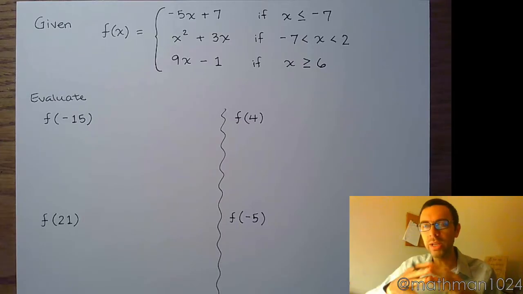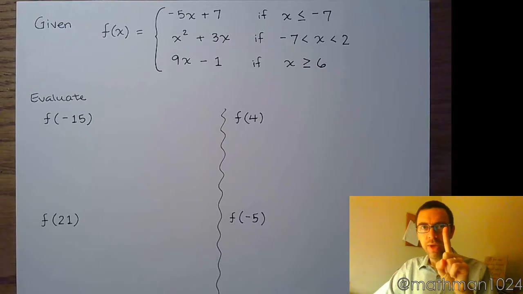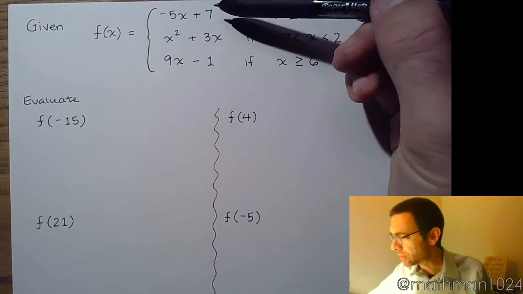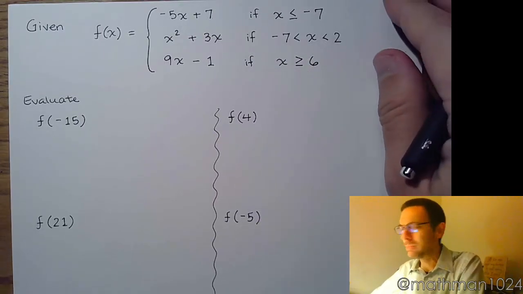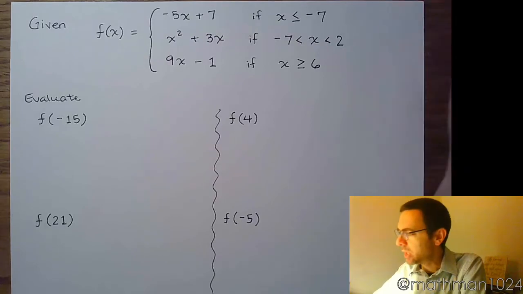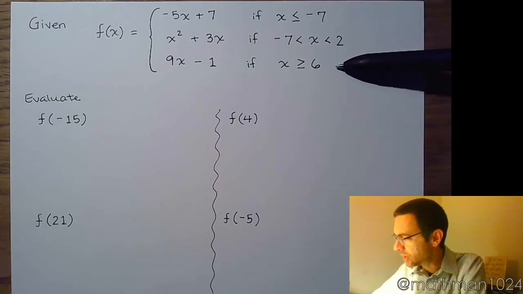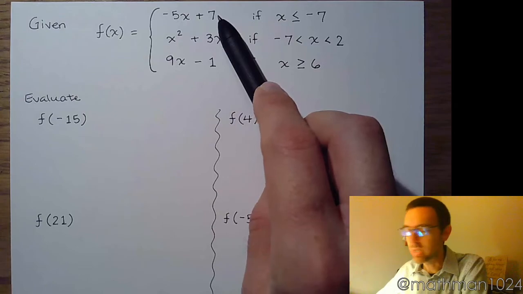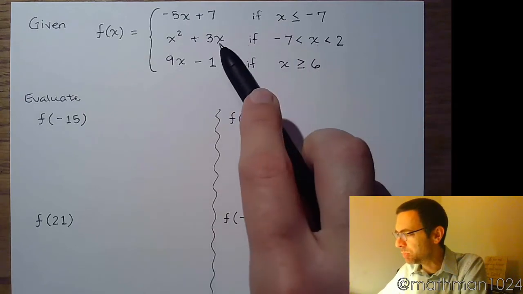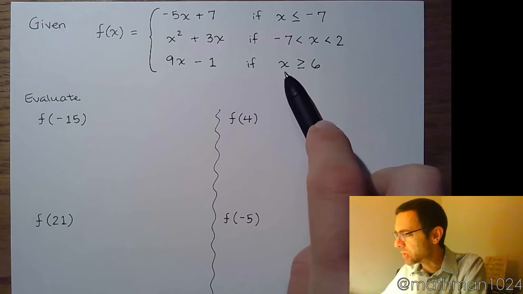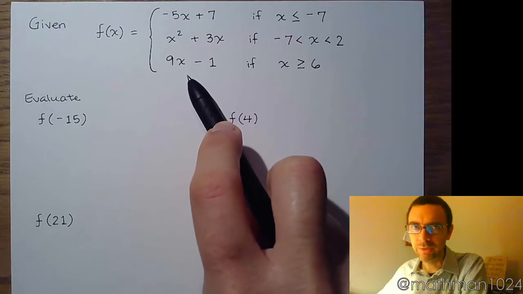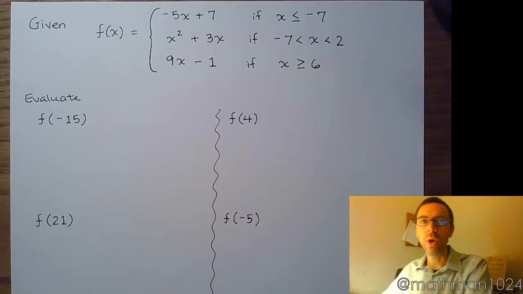What you need to remember is that, as with any function, if you plug in one value, you get out one value. You don't get out three values here. Even though it has three pieces, you don't use them all at the same time. You use these conditional statements to figure out where your x's go. So if you have an x value that's less than or equal to negative 7, you plug it into this expression. If x is between negative 7 and 2, you plug it in here. And if you have an x value that's greater than or equal to 6, it gets plugged into this expression. You don't plug it into all of them. You use these conditions to figure out where the x's go.